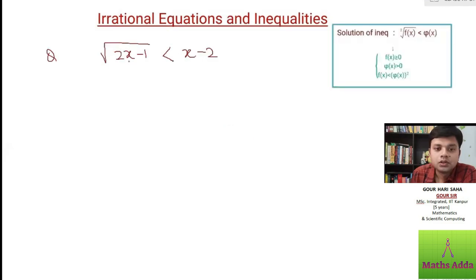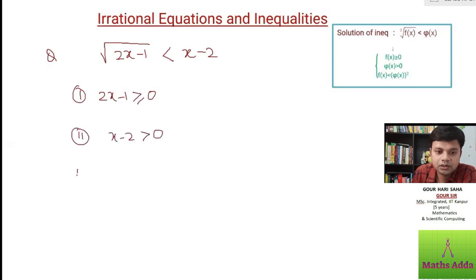Let's take one example. So let's solve this inequality: root of 2x minus 1 less than x minus 2. First thing is 2x minus 1 should be greater than or equal to 0. Second thing is x minus 2 should be greater than 0. And third thing is, once both are positive, square it and simplify it. That is 2x minus 1 less than x square minus 4x plus 4.